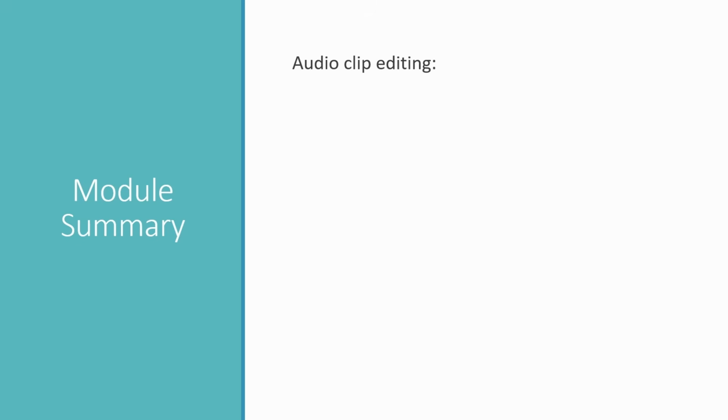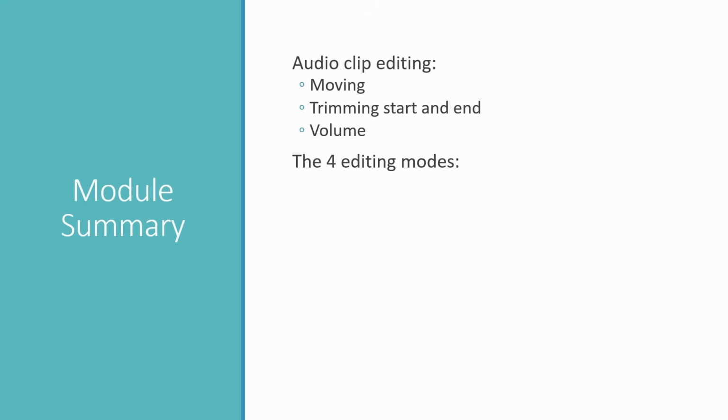In this module, we learned a number of different ways we can work with audio clip editing. We learned how to move clips around, trim the start and ends of clips, change clip volumes, and as part of this, we also learned about the 4 editing modes. Pointer mode, which is the default mode in Fairlight, allows you to select clips, move clips around, trim the start and end of clips, and change clip volumes.